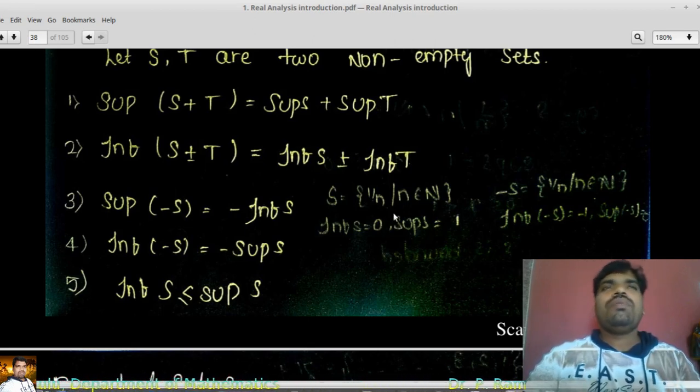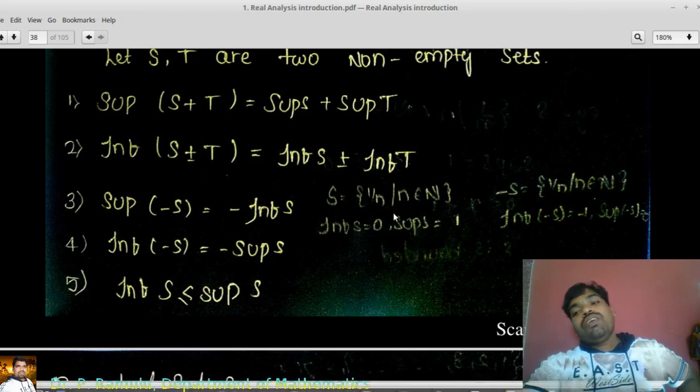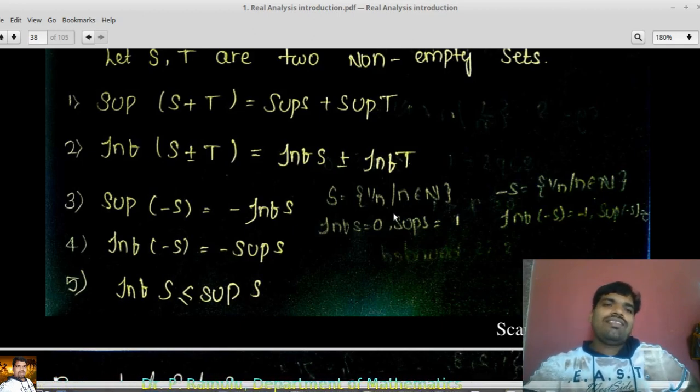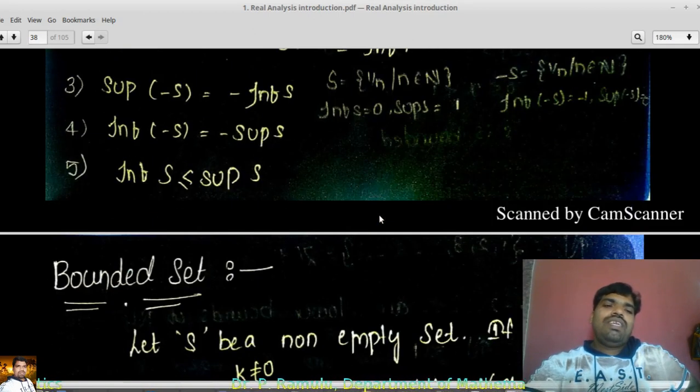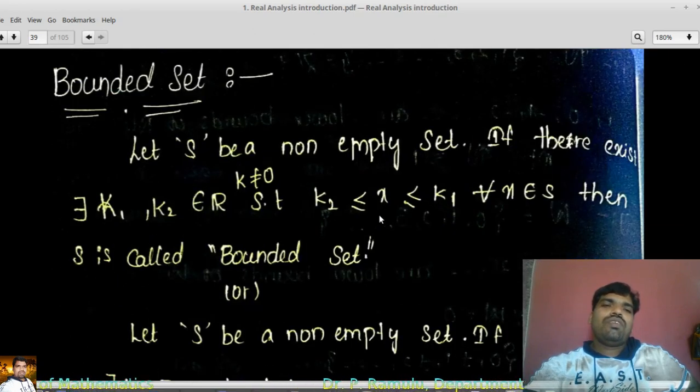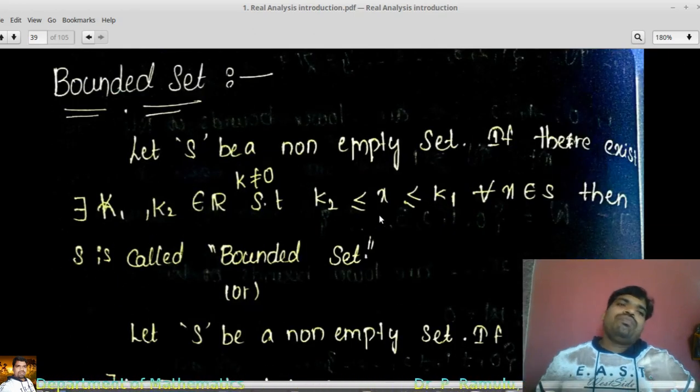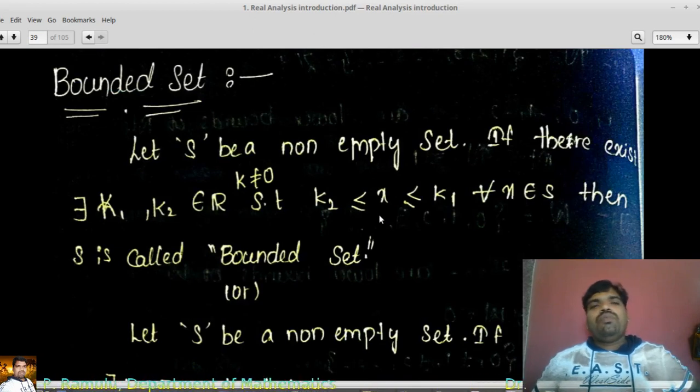So our topic today is boundedness. Before defining boundedness, I recall all these definitions. What is a bounded set? So our topic today is the bounded set. Now I am discussing the bounded set.